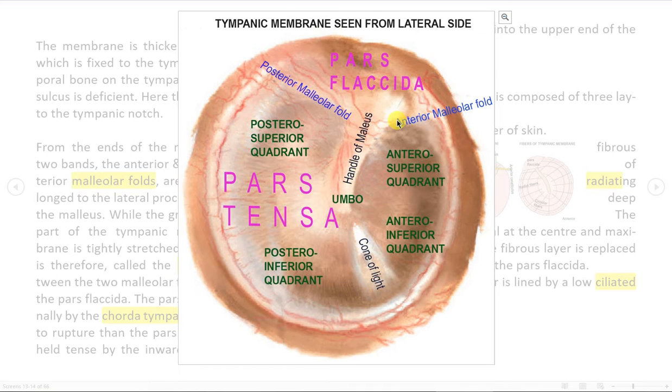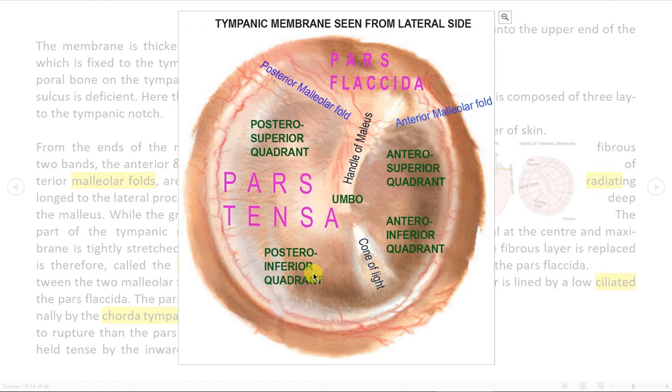Between these two folds formed, the tympanic membrane becomes tense. So this area between these two folds, lower area, a larger area, that is called pars tensa, and upper area between these two folds is little bit less tense, that is a flaccid area, so called pars flaccida. So pars flaccida formed between two malleolar folds on the upper side, pars tensa, that is tense area of the tympanic membrane in the lower side of these two folds.